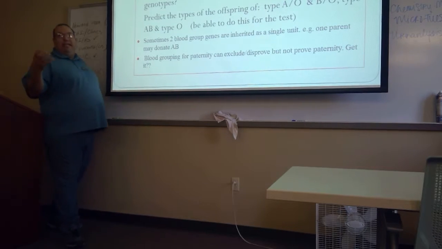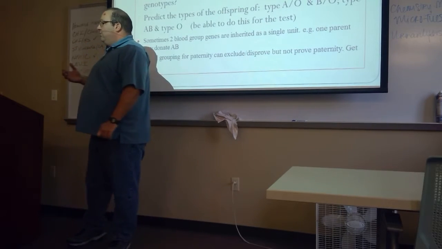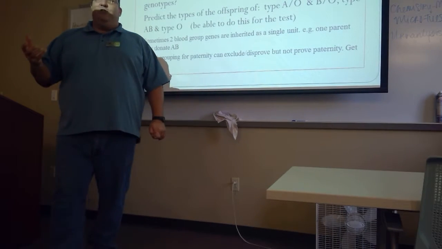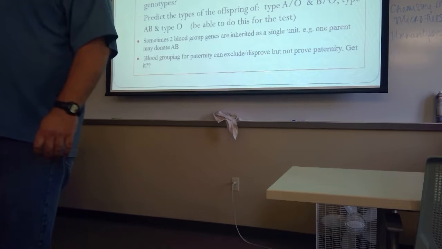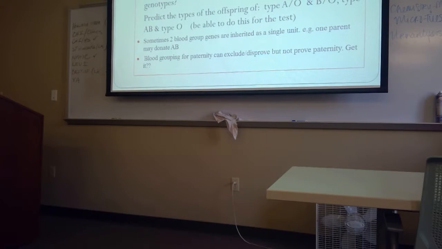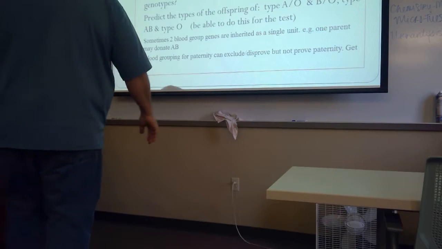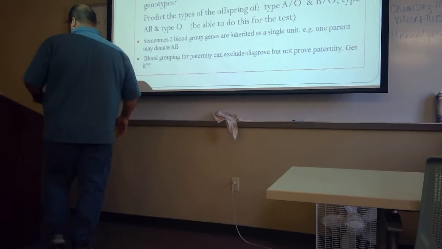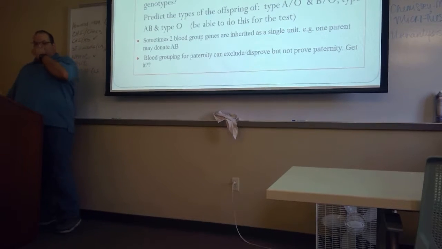Okay, so type B. We've already mentioned mixing blood. What is the phenotype of type B? What will it type out as? It will type out as B, they have the B antigen. But what are the possible genotypes? There would be a possibility of BB and BO.